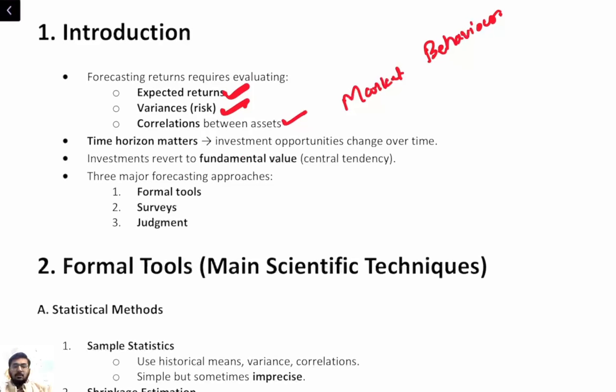Now, why do we forecast the returns? That we need to understand. Before investing, we always try to predict how much return we will earn, that is your expected return, how much risk there is, variance, volatility in the investment, and how different assets will move together, that is correlation. This information I need to have before I go for my investment.